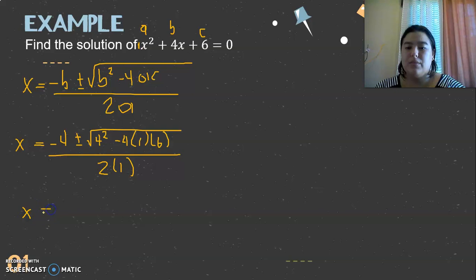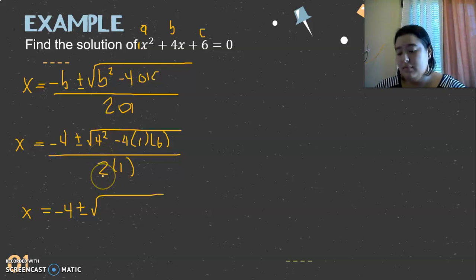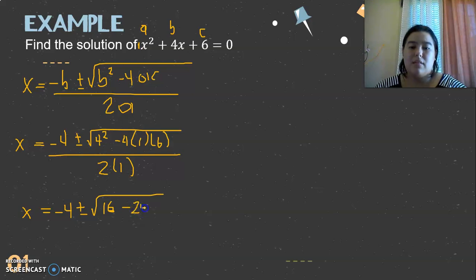Now we have to do, okay, negative 4, positive or negative, square root. 4 to the second power is 16, okay? And then negative 4 times 1 equals negative 4, and negative 4 times 6 is negative 24. Okay, and then 2 times 1 equals 2. I'm going to continue here. Okay, so now we have to subtract here.